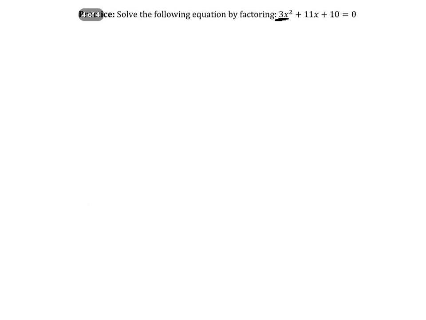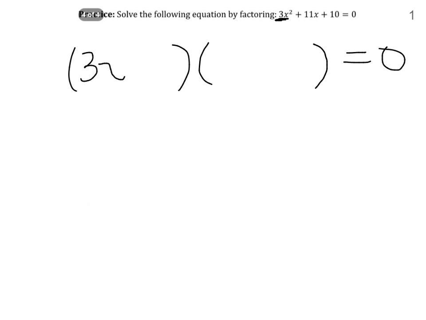All right, so we're going to solve by factoring. The first way is sort of like a guess and check method. The nice thing about the number 3 is that we know that the only thing that can multiply to make 3 is 1 and 3. So in our two factors, we are going to have a 3x and an x.